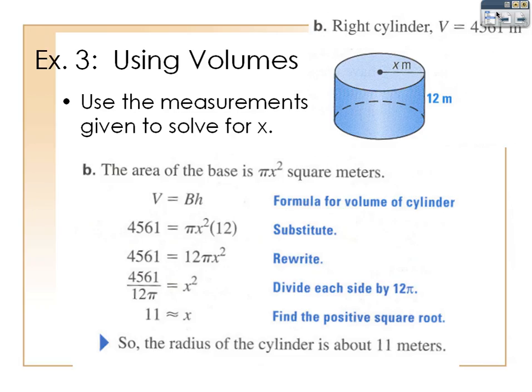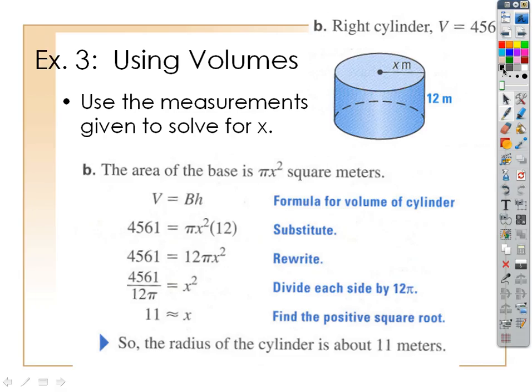Okay, start with the formula, right? We always start with the formula. Volume equals, and they didn't write it down, so let's do that. The formula we want is pi r squared h. We'll plug in all the stuff that we know. The volume is 4,561, the height is 12, and we call the radius x. So we'll just simplify that and isolate x.